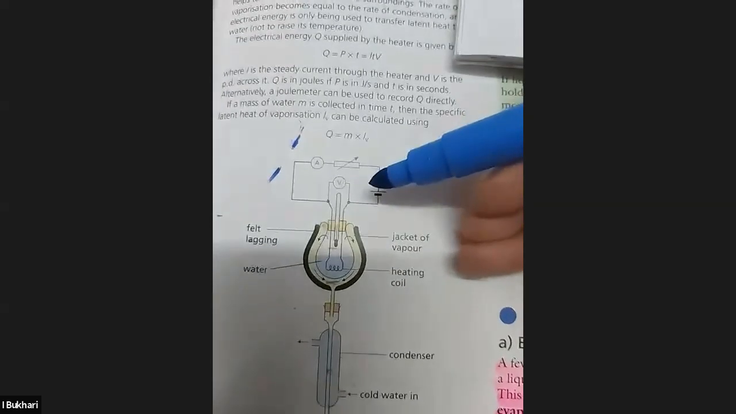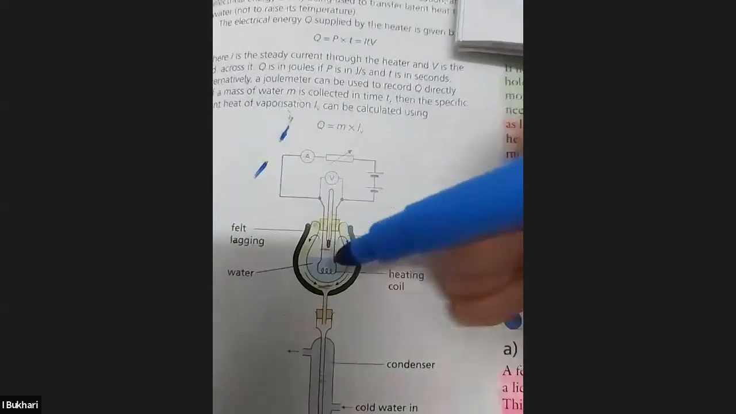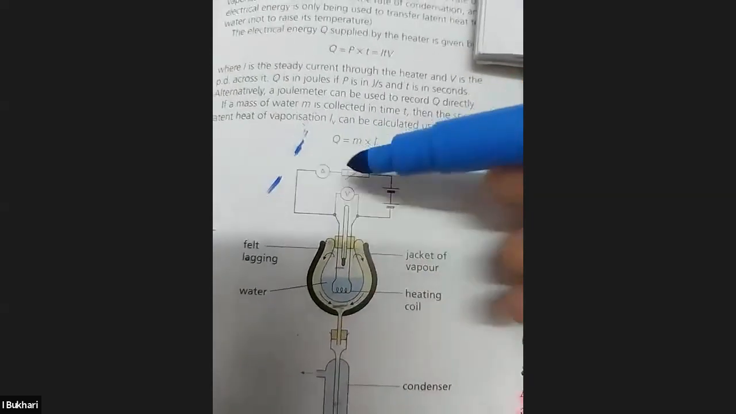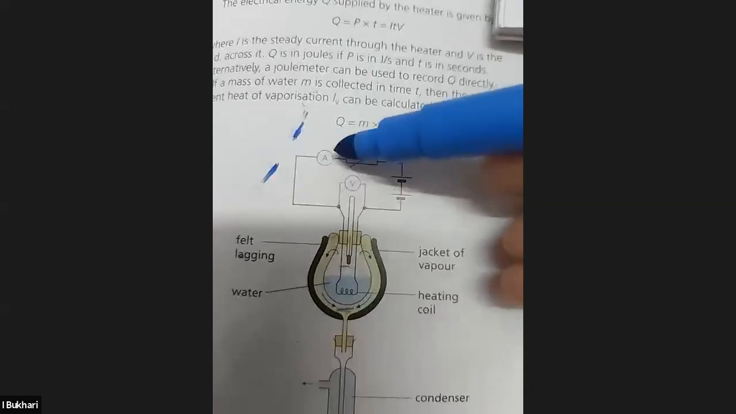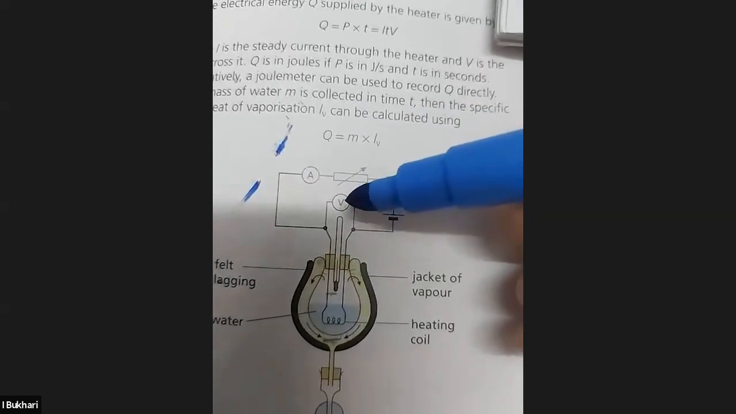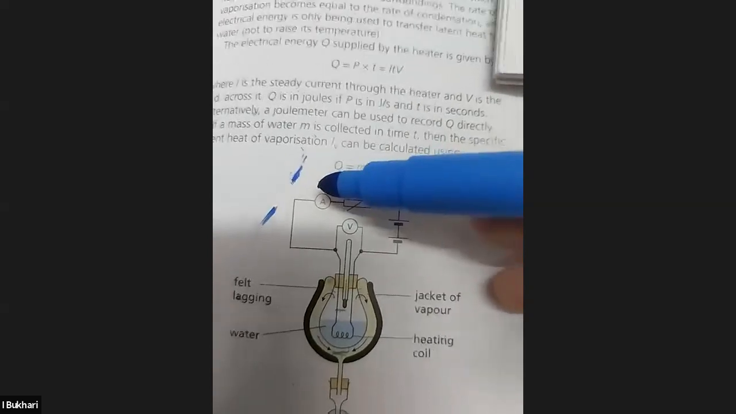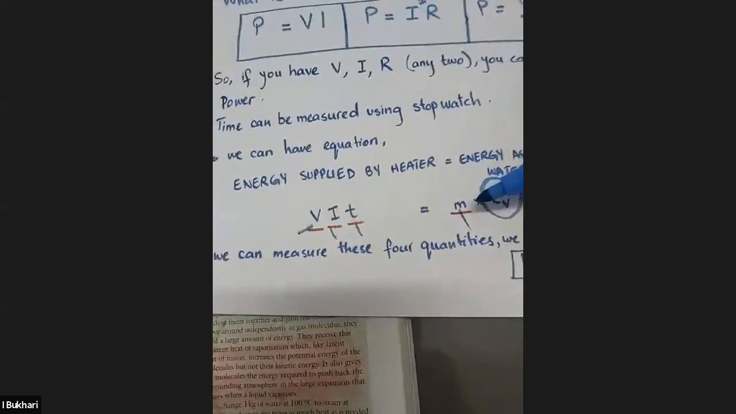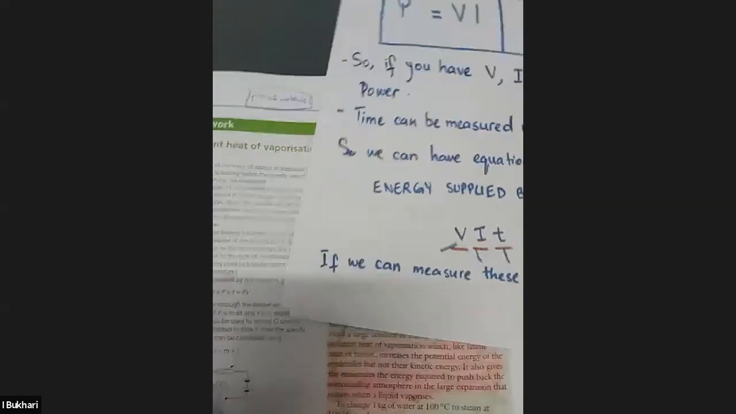Voltage and current can be found out by using a circuit like this. The circuit is given on page 93. This is the electric heating coil, and it is attached to this circuit. The ammeter is going to give you the value for your current, and the voltmeter is going to tell you the voltage. So you will get V and I, and you can plug in those values. Time comes with the help of a stopwatch, and then mass, and we will talk about the mass.